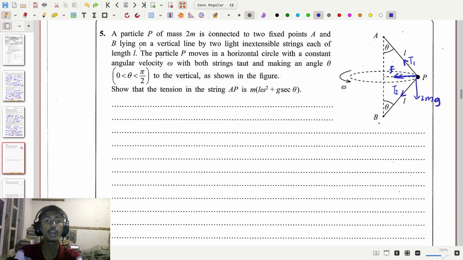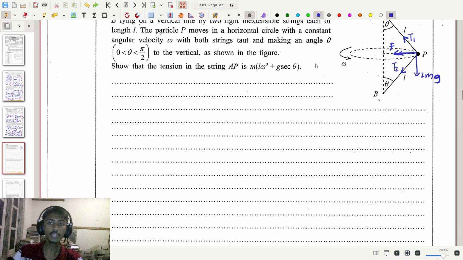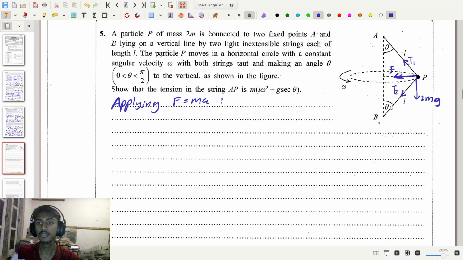Now with this, we are ready to apply F equals ma in two perpendicular directions in order to find the values of T1 and T2. In our case, of course, we don't want T2, we only want T1. So in this case, I'm going to try applying F equals ma in two perpendicular directions. In my case, since I have this direction acceleration and perpendicular to that a downward direction of 2mg force, I can take the vertical and horizontal directions to apply F equals ma.